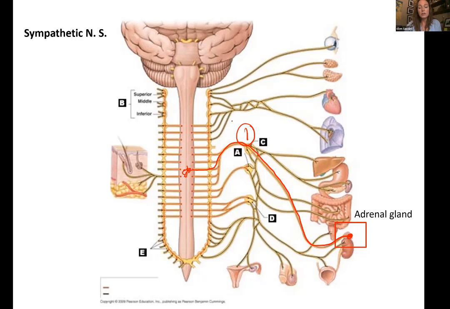From the adrenal gland, because it's a gland, when a gland releases a chemical into the blood, it's known as a hormone. Now the hormone circulates through the blood and can go to all of these organs, because it's coming from the blood rather than from a nerve. The specific chemical that the adrenal gland releases is also norepinephrine.